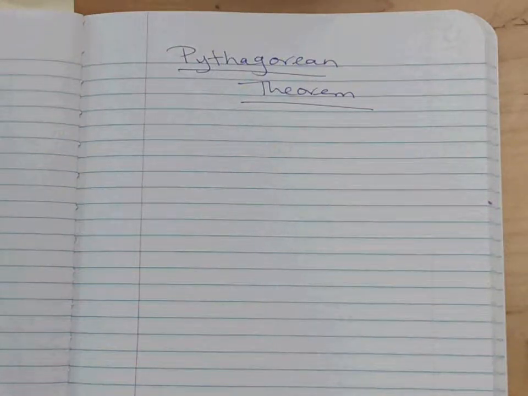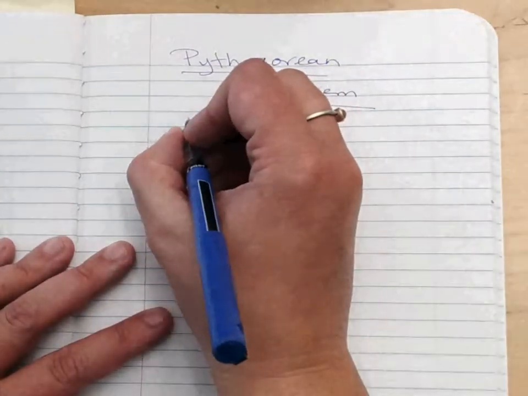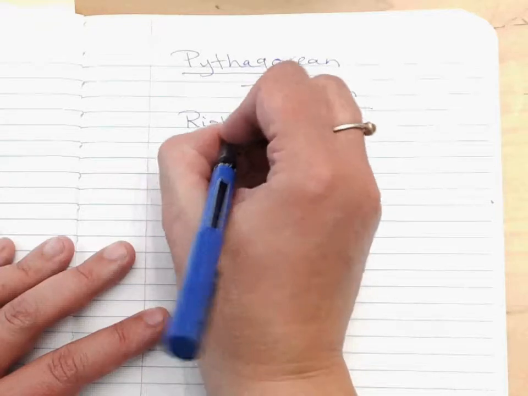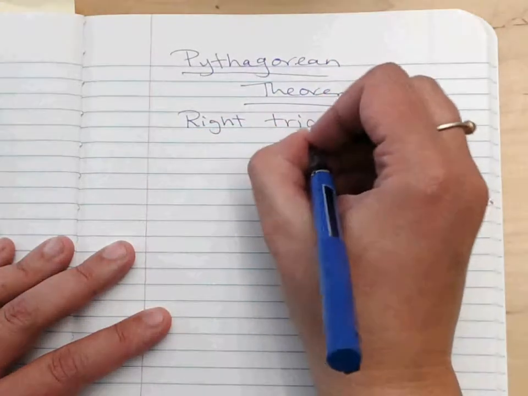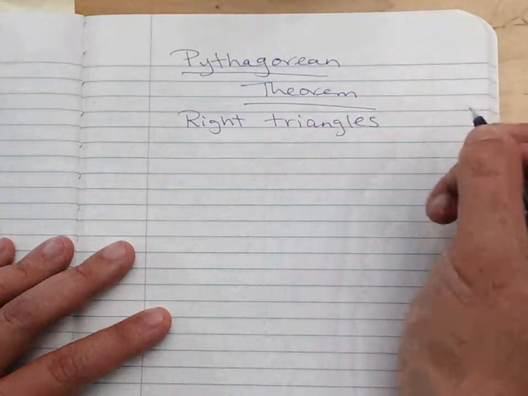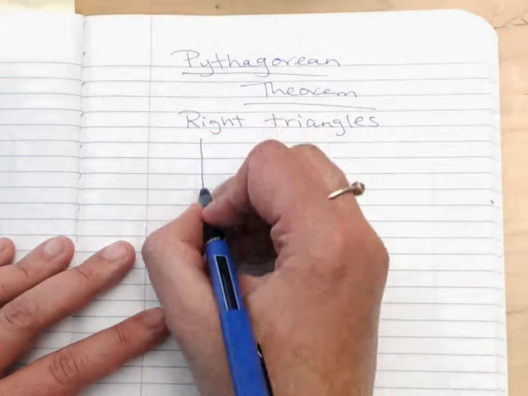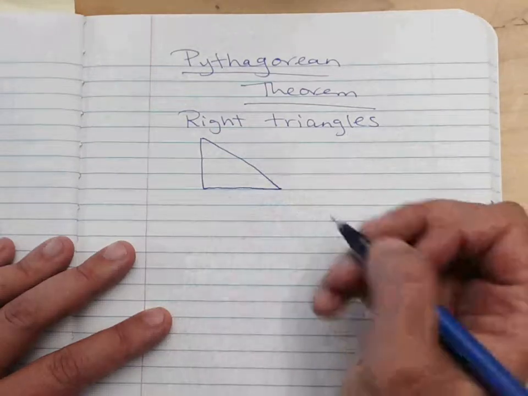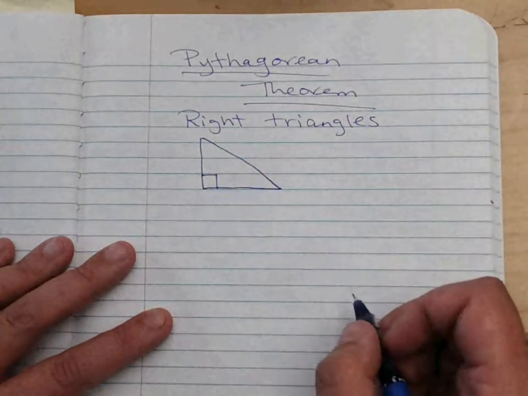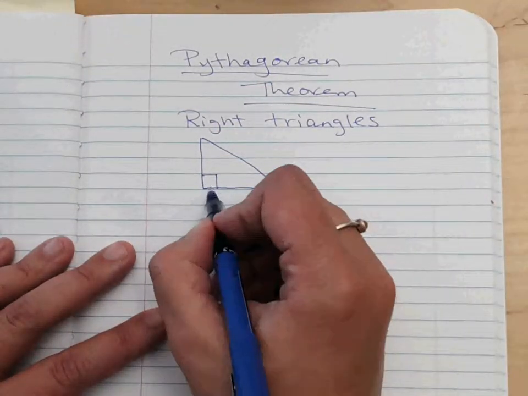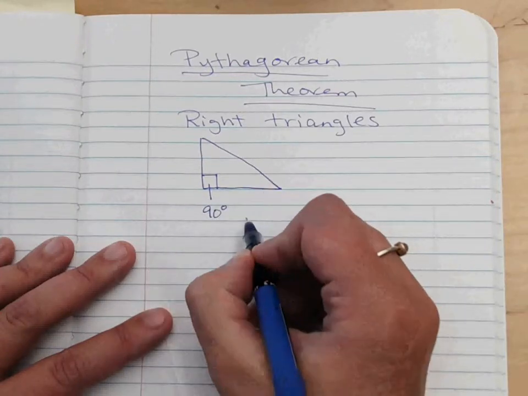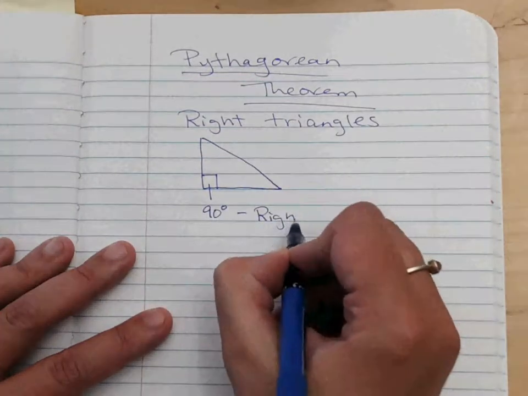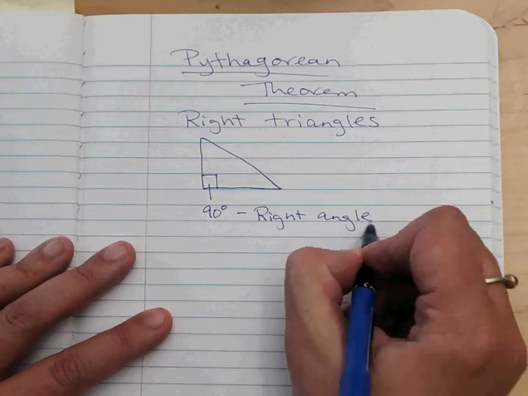Okay, great. So today we're going to talk about the Pythagorean Theorem. And the Pythagorean Theorem only works for right triangles. So what is a right triangle? A right triangle is a triangle that has a 90-degree angle. So this angle right here is 90 degrees, and we call it a right angle. Okay?